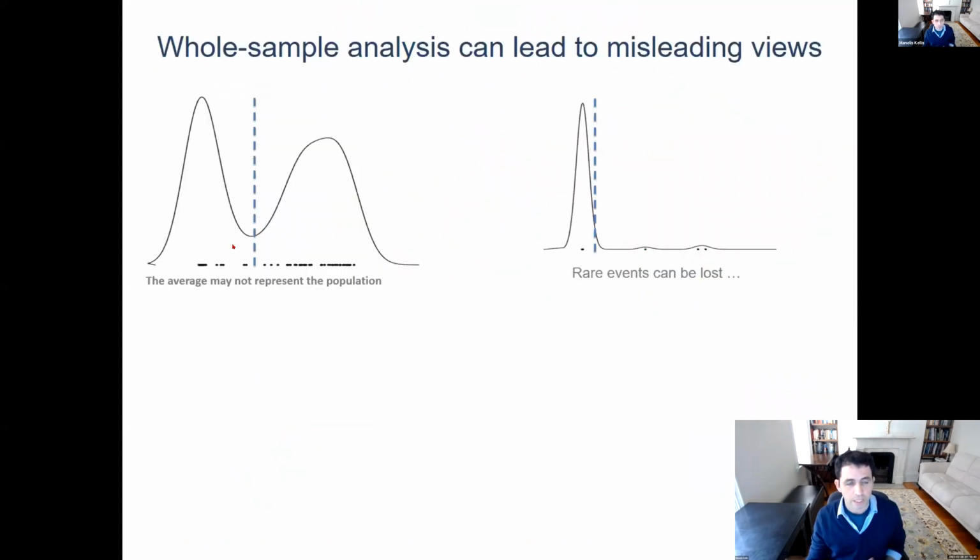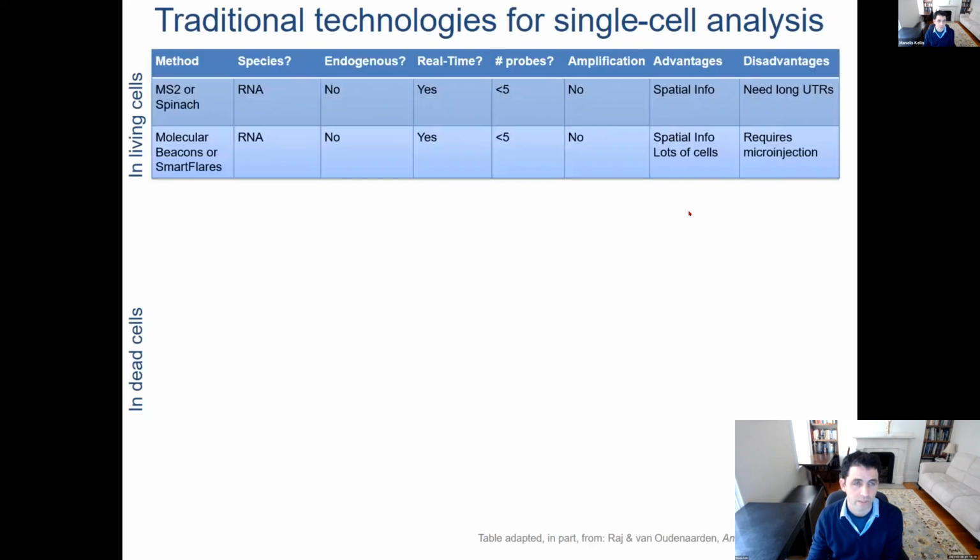When you look at bulk samples, you will end up with some kind of average measurement that might not represent the population. The population of cells might have either very high expression or very low expression for a particular gene, and the average might simply suggest that this gene is expressed at intermediate levels. Or you might lose very rare events. Maybe one cell out of 10,000 expresses that RNA, but when it does, it expresses it in very large amounts. These are the kinds of things that we want to capture with single cell data.